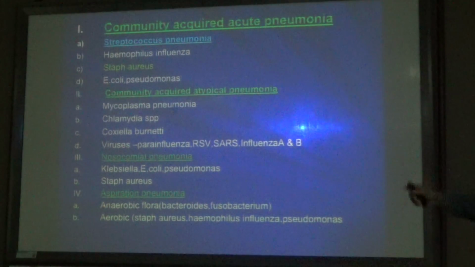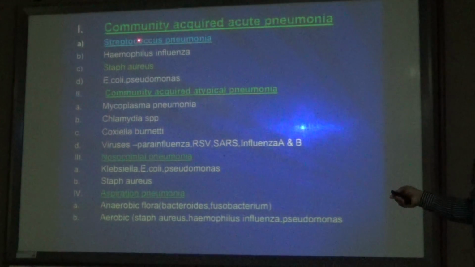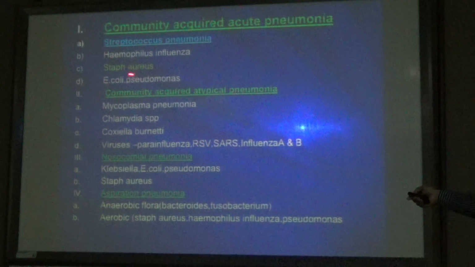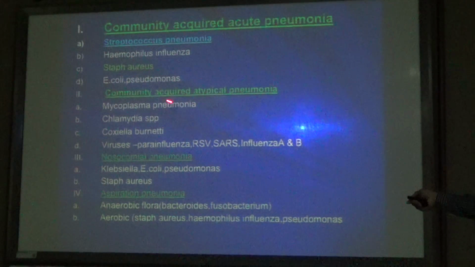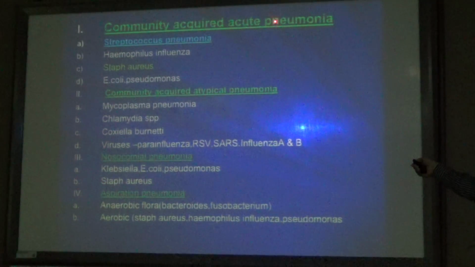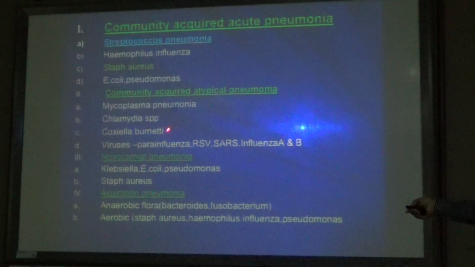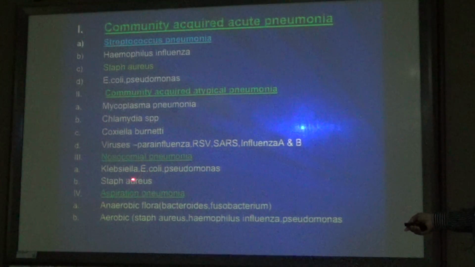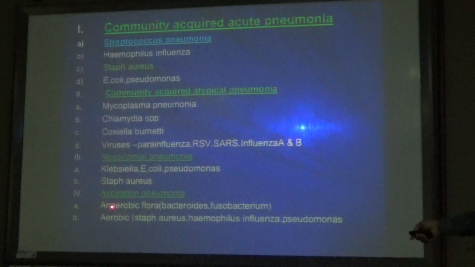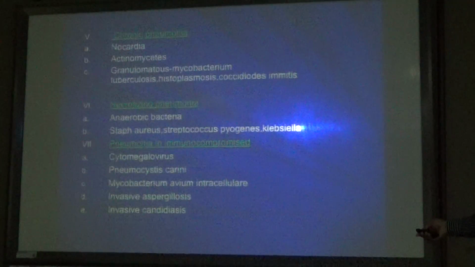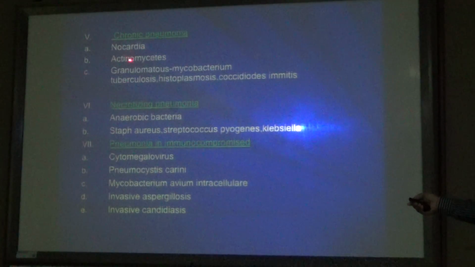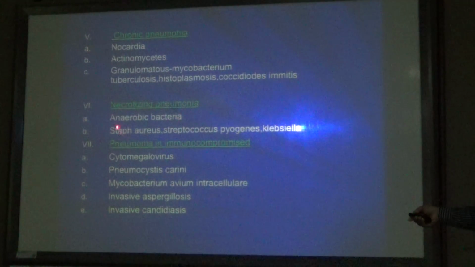These are the infections. Streptococcal pneumonia is the most common. Then Haemophilus, Staphylococcus aureus, E. coli. This is community acquired typical; atypical is Mycoplasma, Chlamydia. Nosocomial is Klebsiella. Aspiration pneumonia: anaerobic fusiform, Staphylococcus aureus, Haemophilus influenzae. Chronic pneumonia such as Nocardia, actinomycosis. Necrotizing pneumonia is caused by anaerobic bacteria and Staphylococcus aureus.